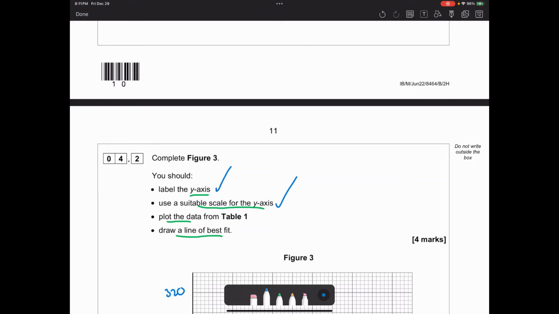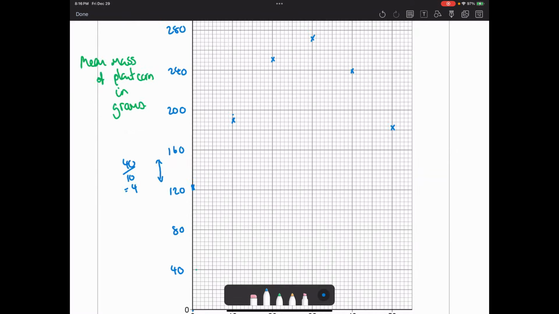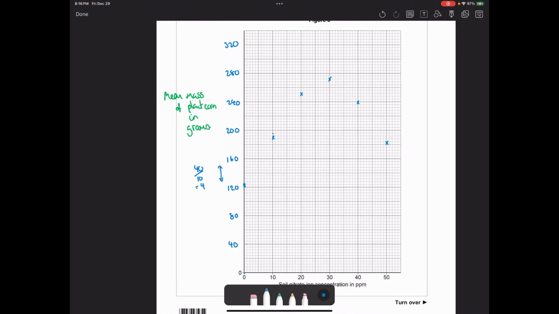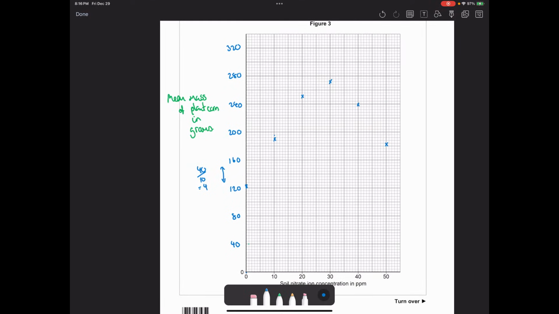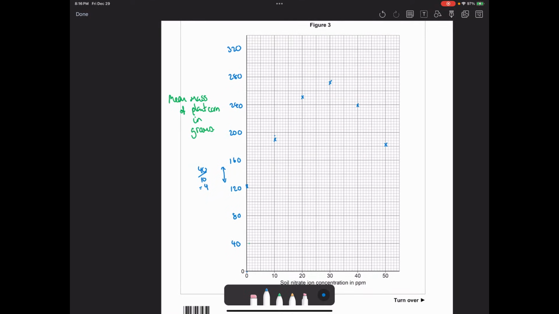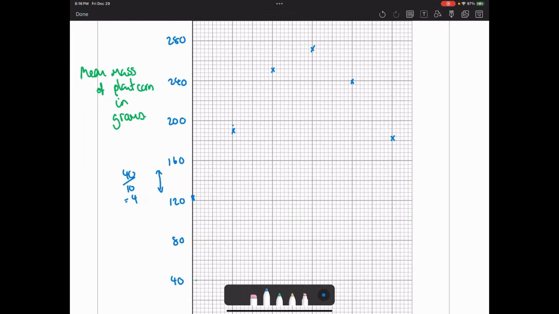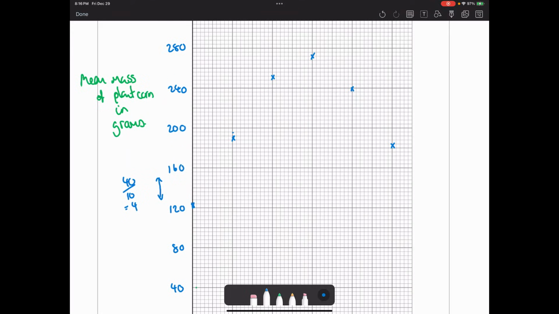I need to plot the data from table 1, just take it one at a time. Remember, you've always got to be within half a square. For the sake of time, to save you having to watch me scroll back and forward, I've plotted the points on, been really accurate, making sure it's within half a square each for my plotting. If you don't get it within half a square, you won't get the marks.